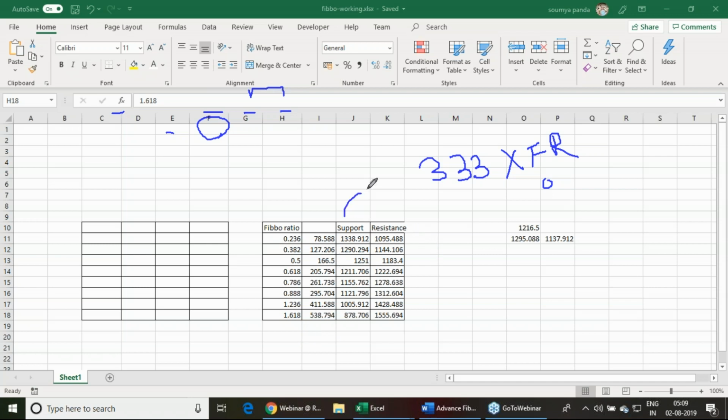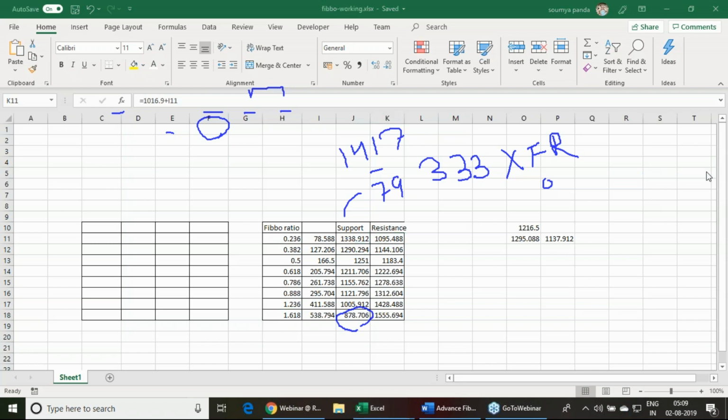I am deriving the support from the high. So 1417 and odd is the price. From here I am subtracting 79, so I am getting the first support as 1338. Second is 1290. Third is 1251. Like this, my values go till 878. In the same way, I am adding the Fibonacci price ranges to the recorded low.